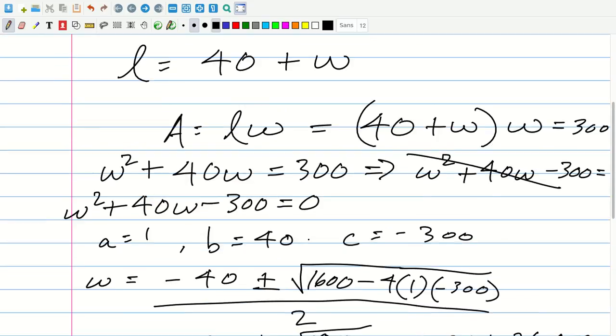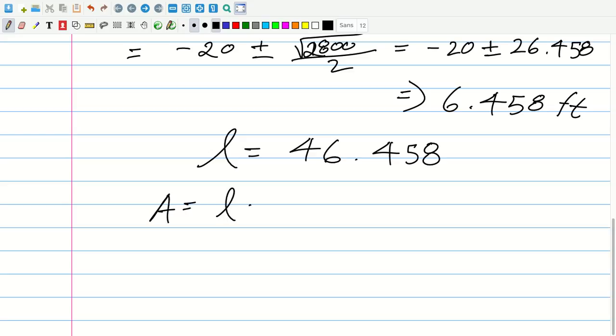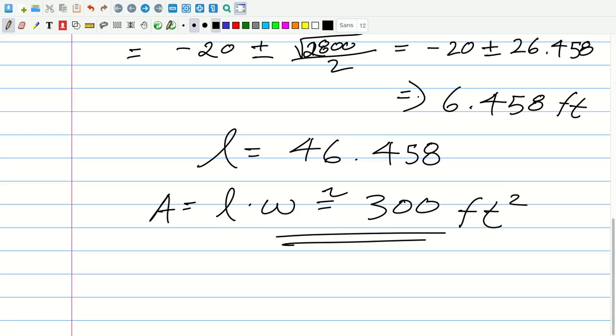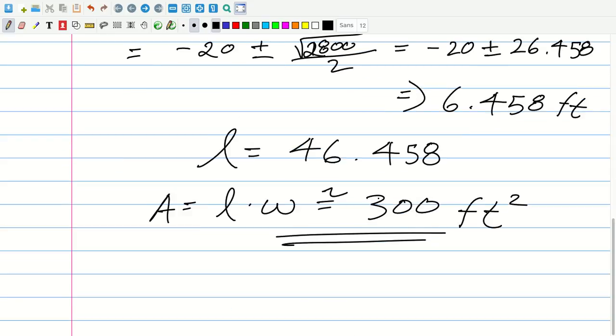And so the length must be 40 units higher than that. So the length will be 46.458. So if I do a check, area equals length times width, I end up getting approximately 300 square feet. So I'm good. There must have been a way to get it using just a rationalization or whatever, but I'm just going to leave it as decimals.